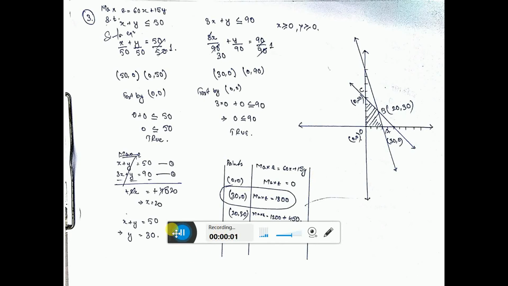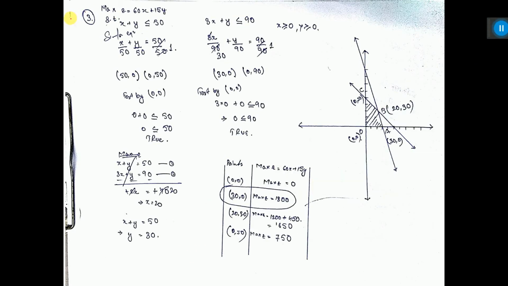Till now I have shown how to draw the feasible region, but in this question we have to solve. The question is: solve the following linear programming problem graphically. Given max z equal to this, subject to the constraints x plus y less than or equal to 50, 3x plus y less than or equal to 90, x greater than or equal to 0, y greater than or equal to 0. So x greater than or equal to 0 and y greater than or equal to 0 means the solution will be in the first quadrant. And max z we will not do anything with now.